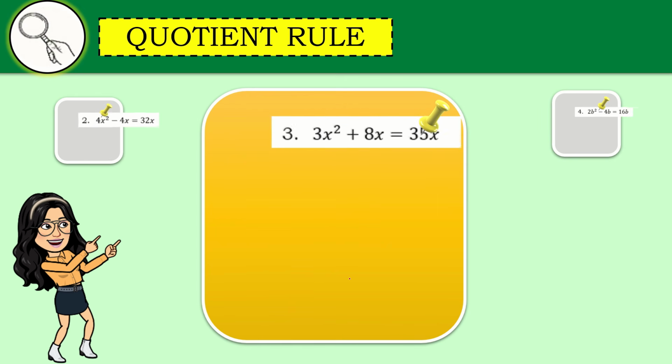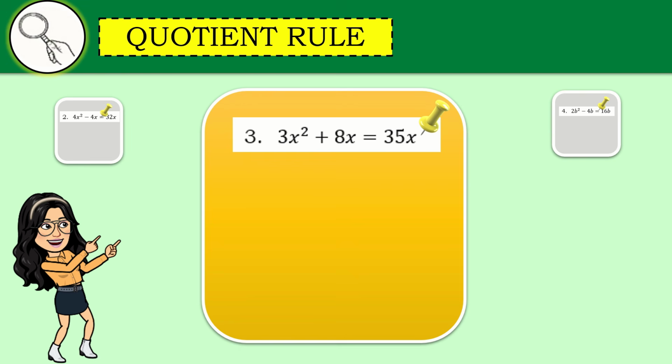Moving on, let's try to see this example. We have 3x squared plus 8x is equal to 35x. Similar to example number 2, we have here our linear terms, 8x and 35x. So this follows, yes, we have here a quadratic term and a linear term. Thus, we can use the quotient rule to get the solution or to get the roots. So here, we are going to apply what property? Addition property of equality.